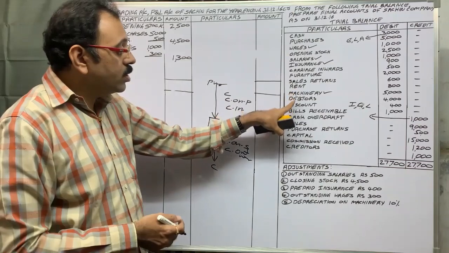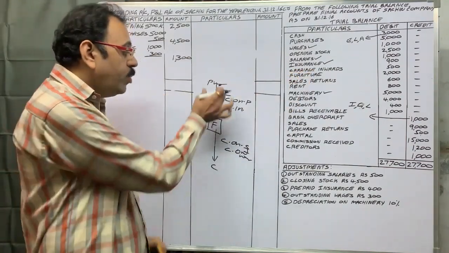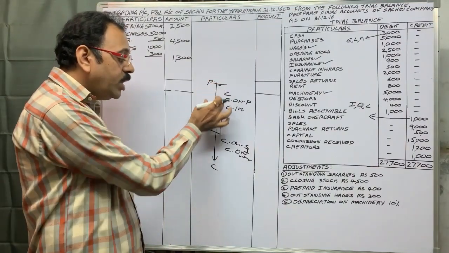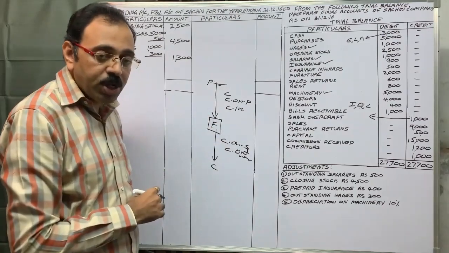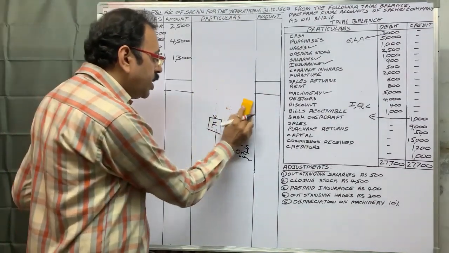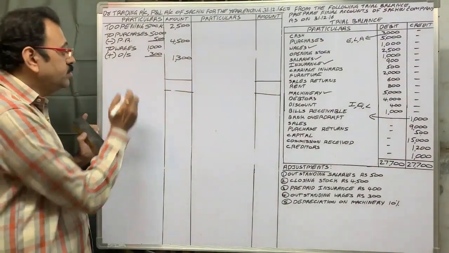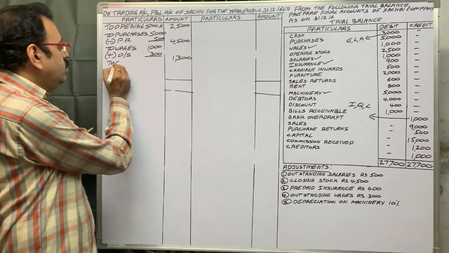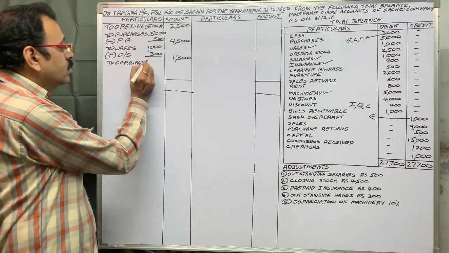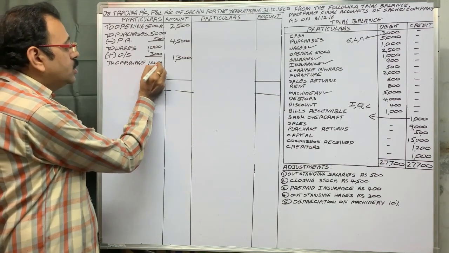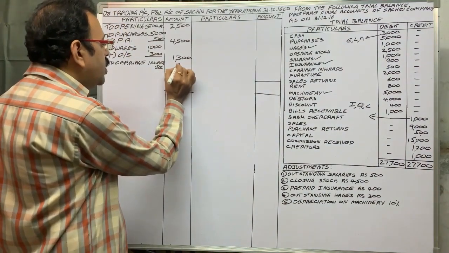Now, they have given carriage inwards. Means what? We bought the goods and we are bringing them to our firm. So this is before manufacturing expenditure. Since it is direct expenditure, debiting trading account, to carriage inwards. Amount is 500 rupees.